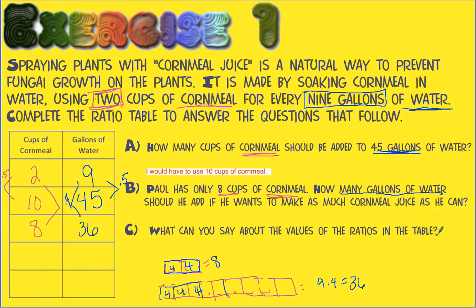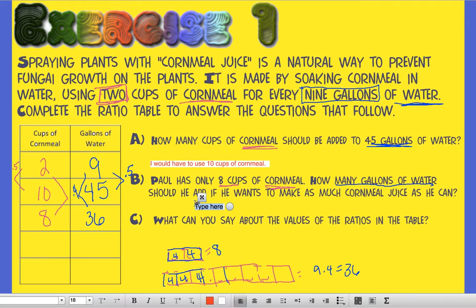And then what can we say about the values in this ratio table? Since we did the same to one that we did to the other, we can confirm that all of these are equivalent ratios. And yes, we could continue with more equivalent ratios, but in this case, I've answered the questions that I need to, so I don't need to go any further in terms of my table. All right, so here he would need 36 gallons of water to make as much cornmeal juice as he could with 8 cups of cornmeal.